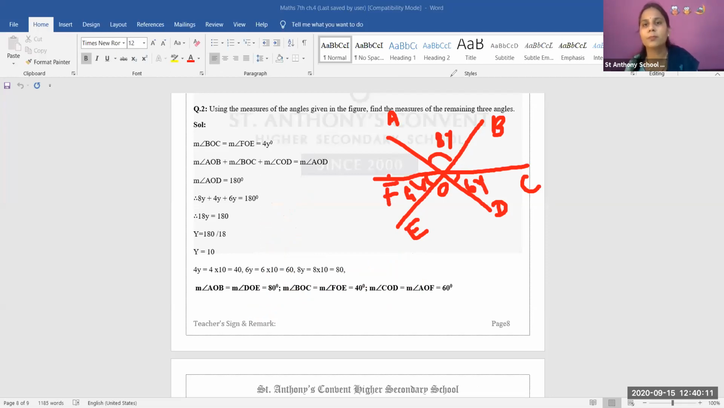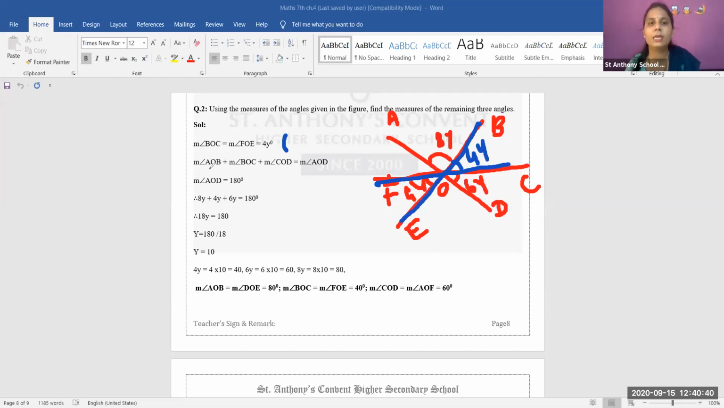This angle is equal to what? 4y. Why is angle BOC equal to 4y? Because this FOE and this angle BOC are vertically opposite angles. So if angle FOE is equal to 4y, angle BOC is also equal to 4y. What is the reason? Vertically opposite angles.